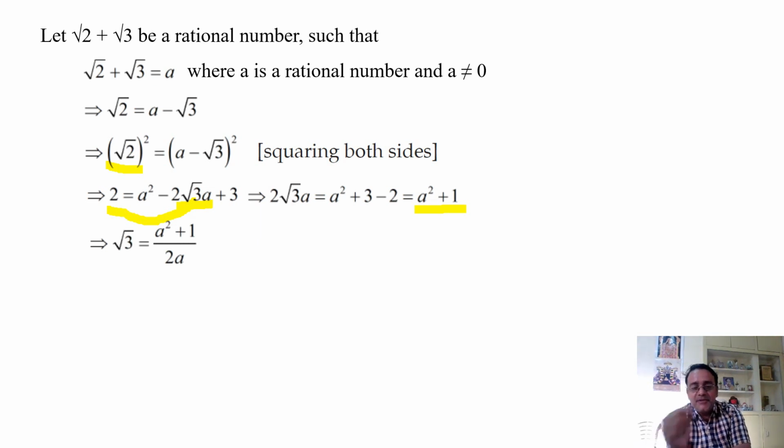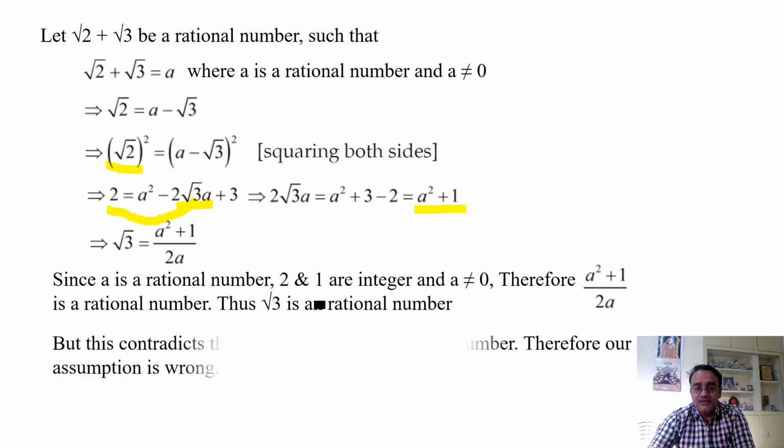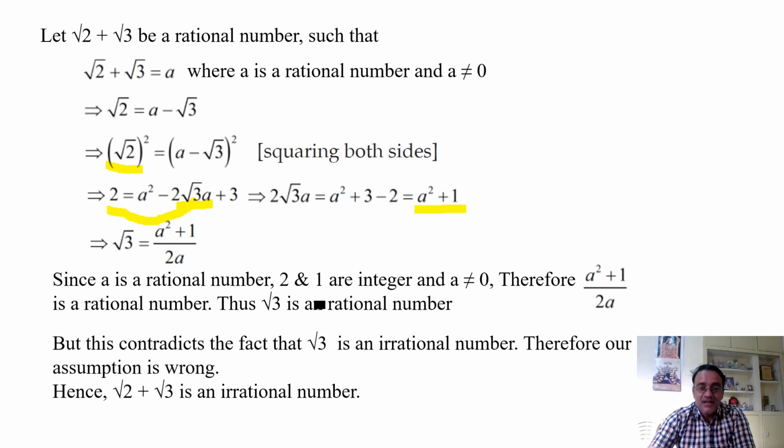Now a is a rational number, a is not equal to 0, and 1 and 2 are integers. So therefore a square plus 1 upon 2a is a rational number. Thus root 3 is a rational number. Okay. So here a will come. But this contradicts the fact that root 3 is an irrational number. So therefore our assumption is wrong. Hence root 2 plus root 3 is irrational. So of the two, this one is easier.